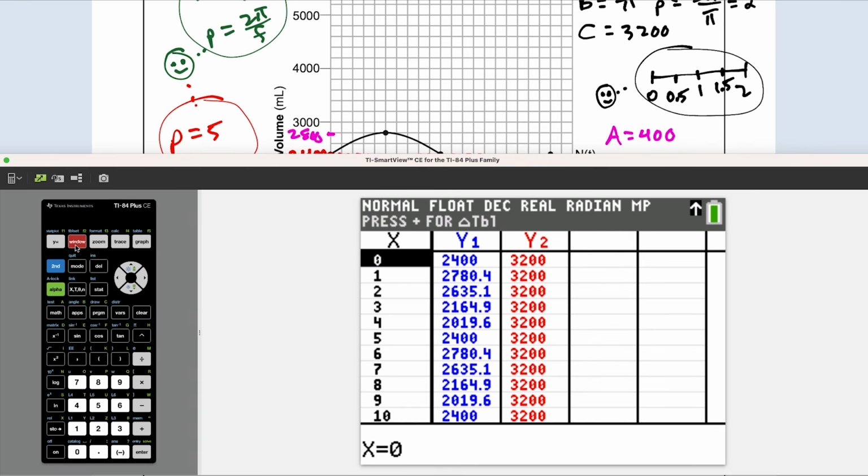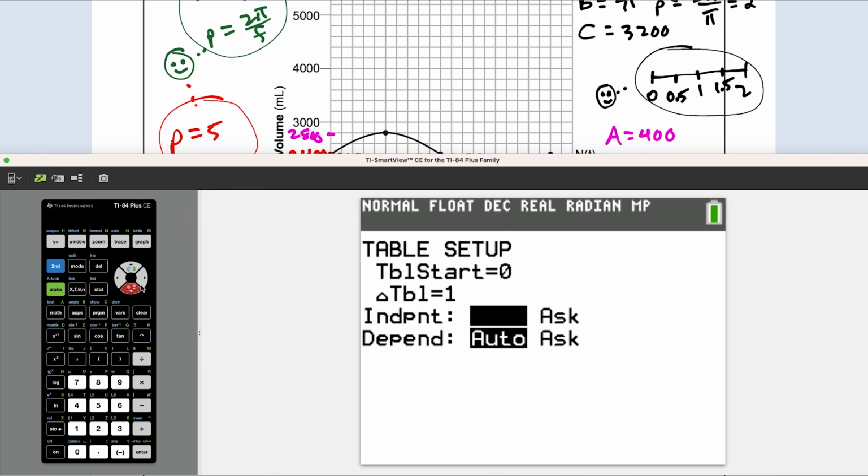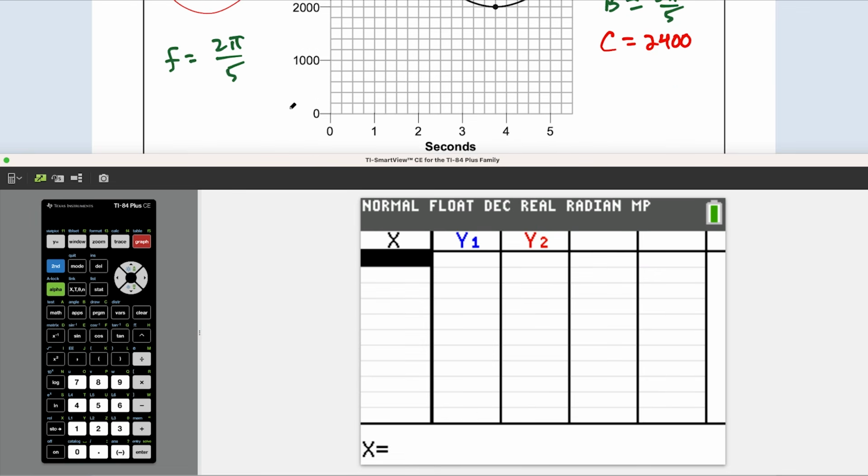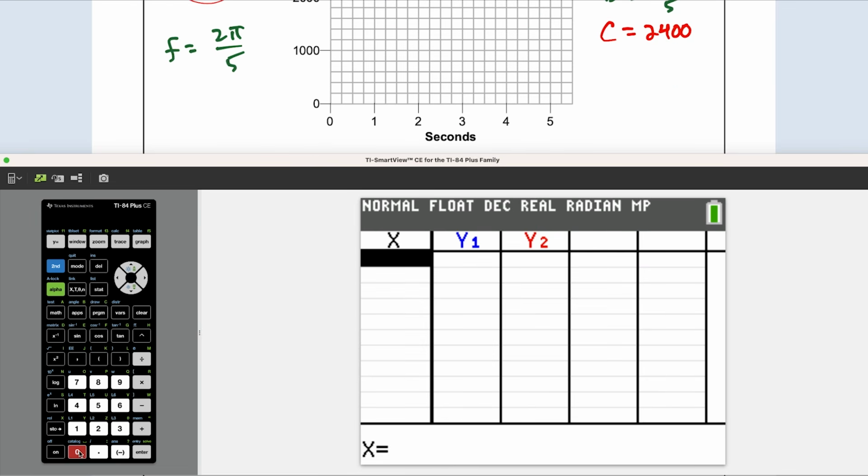We could press second window and we could change this from auto over to ask. And now when we do this, we have a custom table, and I could type in the decimal values. So we have 0, but remember I said I was interested in what's going on at 0.5. So I type in 0.5, and that's going to bring me up to 5200. So now I have something other than 3200. And now I write in 1, 1.5, and then 2.